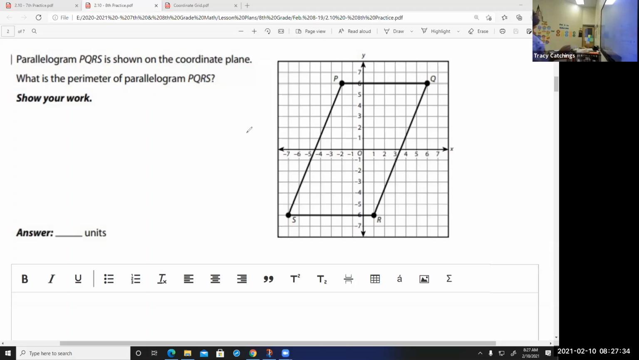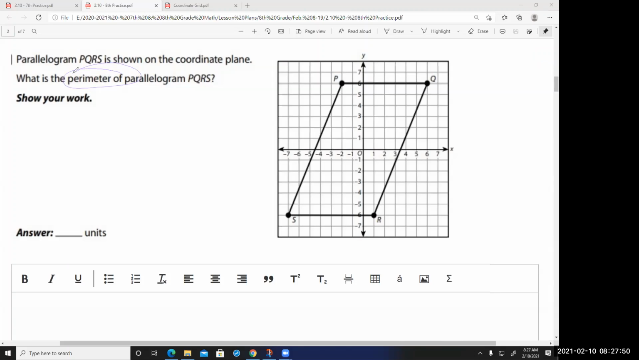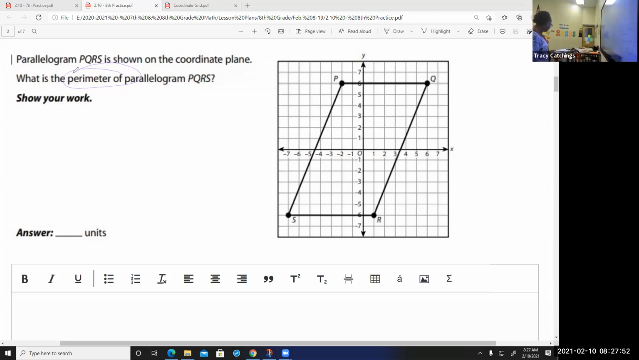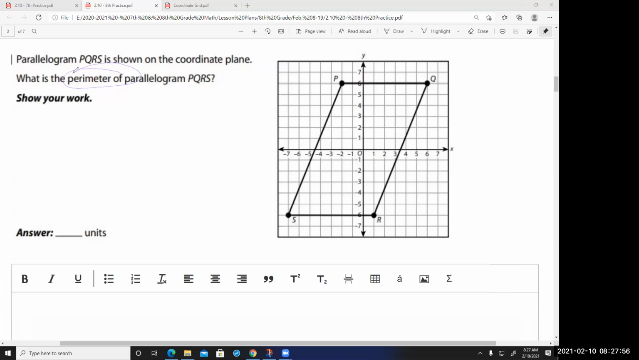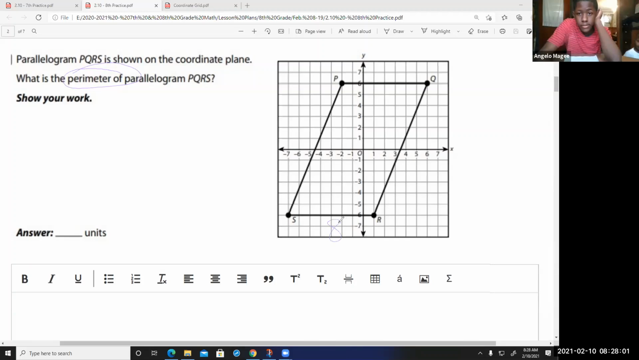PQRS. Now they said perimeter. How do I find perimeter? And the sides. Okay, so that's what I'm asking you. Do we know any of our side lengths currently? The top and the bottom. What do we know that to be, India? 8. All right, so we got 8 and we have 8. How can we find the length of this diagonal?